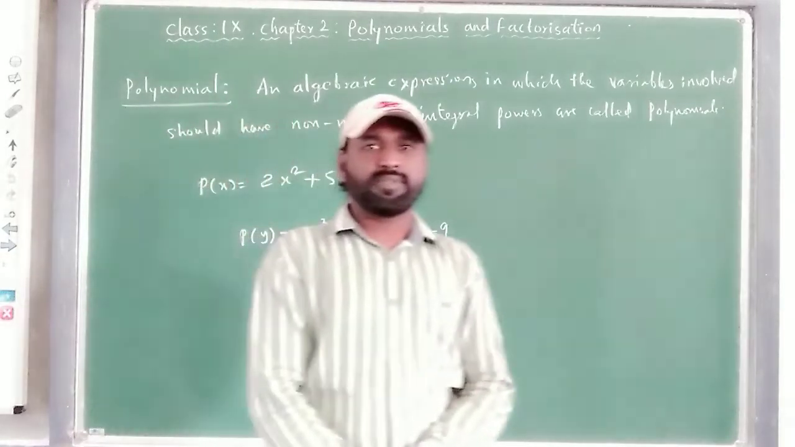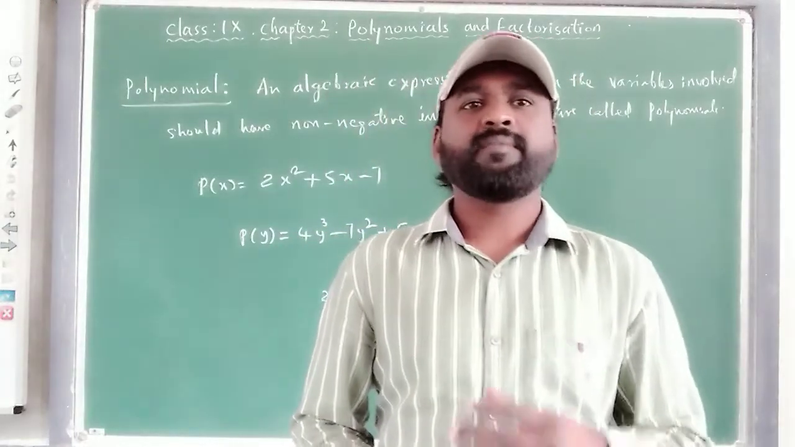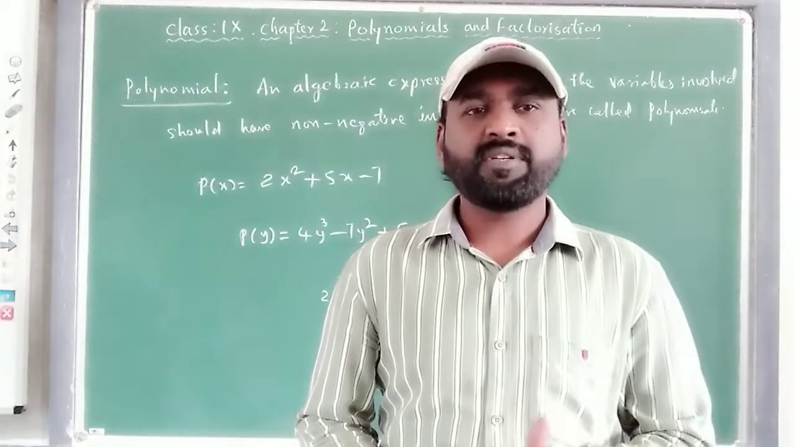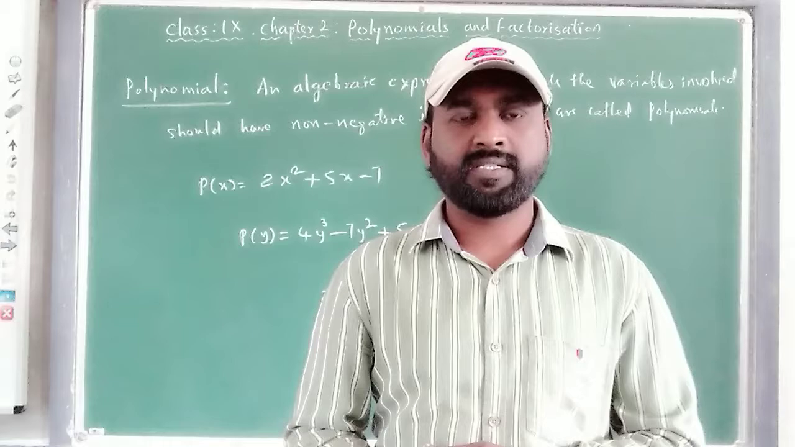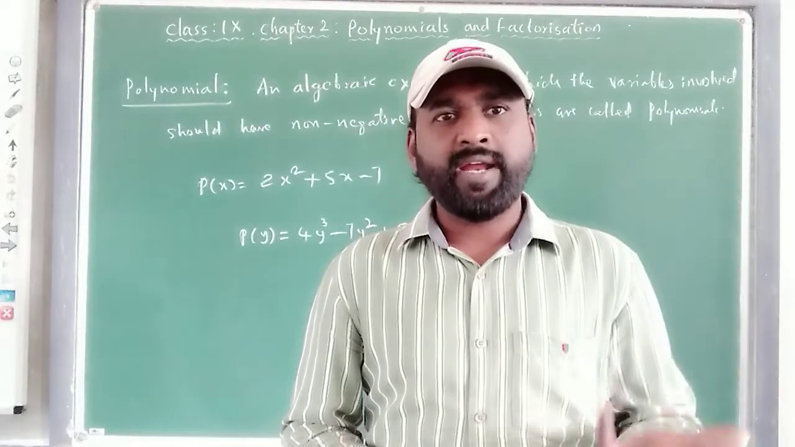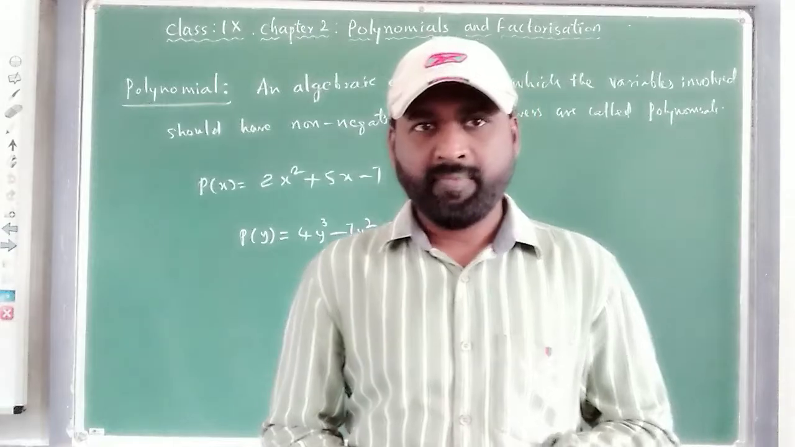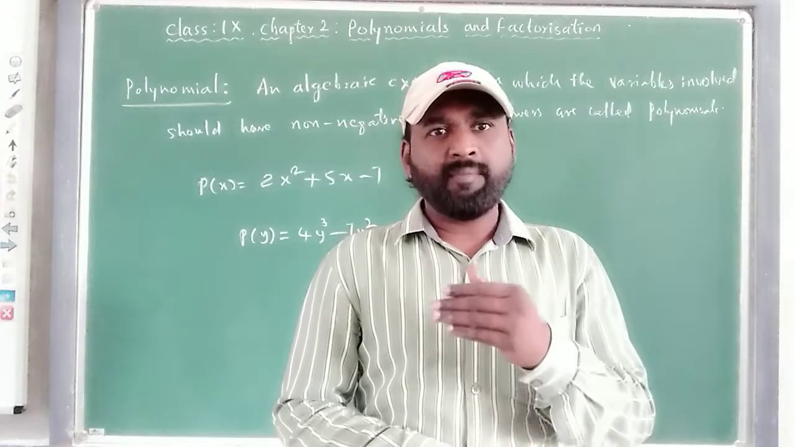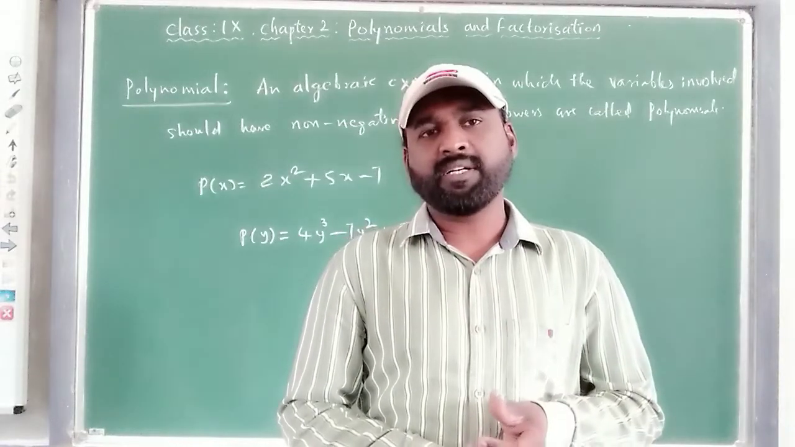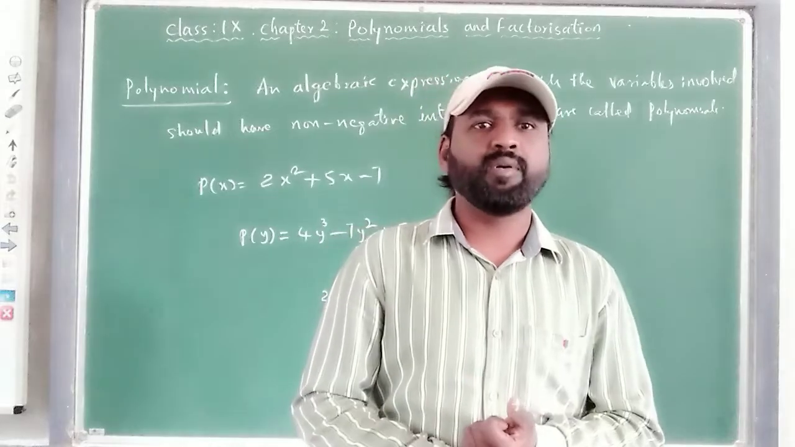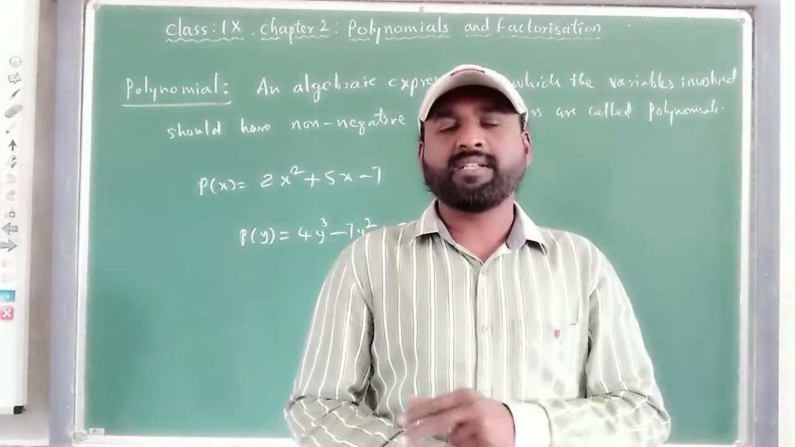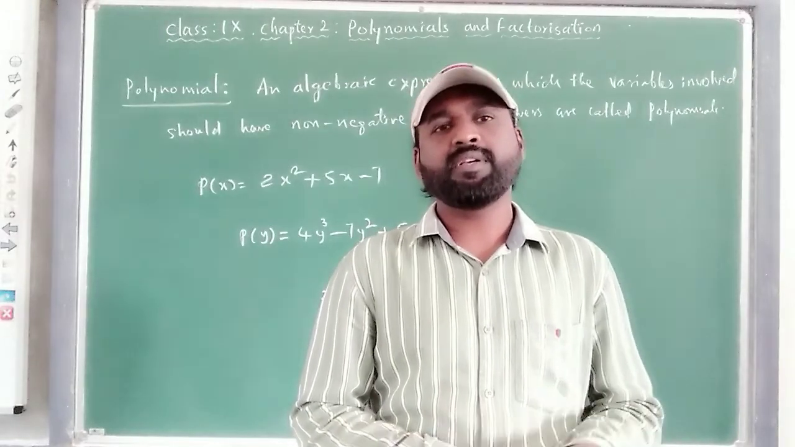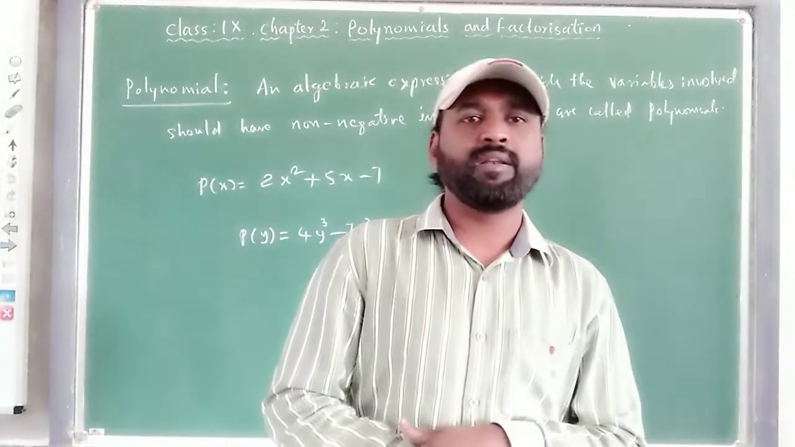Polynomials are of different types. Polynomials are classified based on the degree of the variable and based on the number of terms. We have different types of polynomials: monomial, binomial, trinomial, polynomial or multinomial. How are these named? Based on the number of terms. If an algebraic expression contains only one term in it, it is called monomial. If there are two terms in it, it is called binomial. If there are three terms in it, trinomial. If there are more than three terms, it is called multinomial. All these are polynomials only.